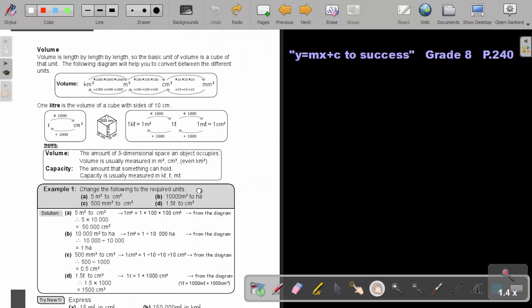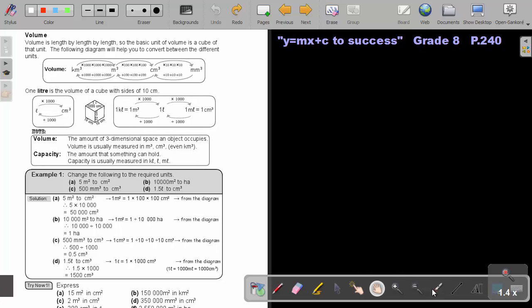Okay, let's look at the next one, volume. Volume is length by length by length. So basically, we do not square it now, we cube it. So the basic unit of volume is a cube of that unit. The following diagram will help you to convert between the different units.